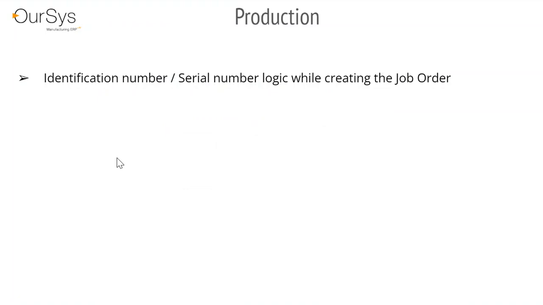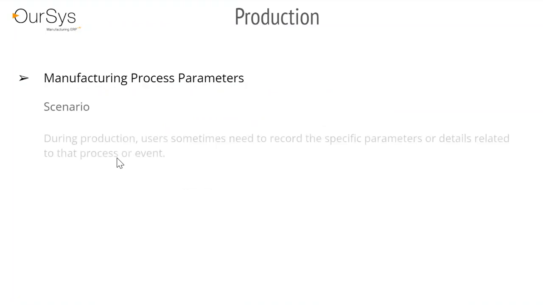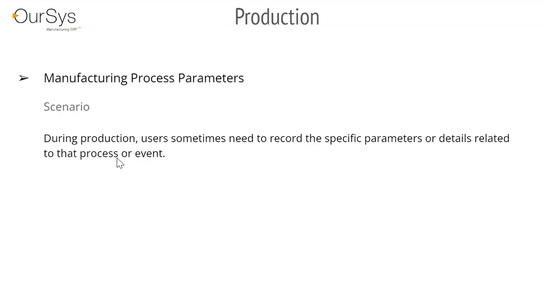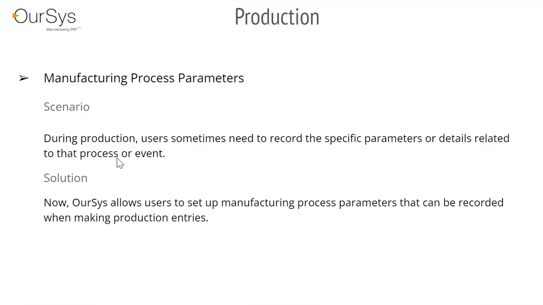Now, manufacturing process parameter. During production, we got a request that the user needs to record specific parameters related to the process, event, or environmental condition. So in this version of OurSys, we have now given a provision to add a manufacturing process parameter that you can create based on your production parameters as well as the environment that you require.